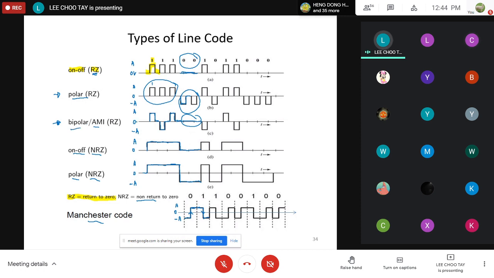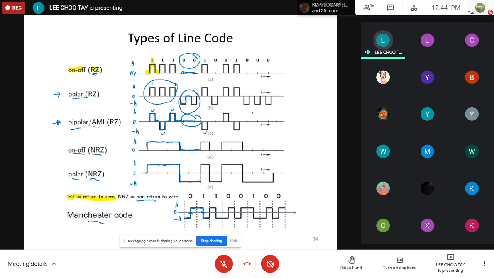But for bipolar, the ones are sent with alternating positive and negative pulses. The first one I send with a positive pulse. The second one I'm going to send with a negative pulse. And because the previous one was sent with a negative pulse, the next one I am going to send with a positive pulse. Oh, I can understand the meaning. And then after the zero, there's another one I need to send. I look back: the previous one I sent with a positive pulse, so now this one I'm going to send with a negative pulse. Yeah, I understand better in this way.